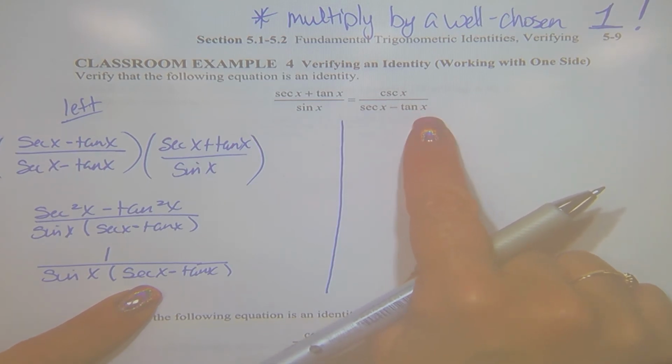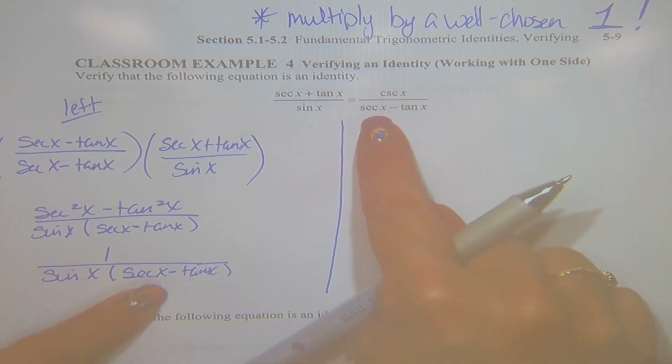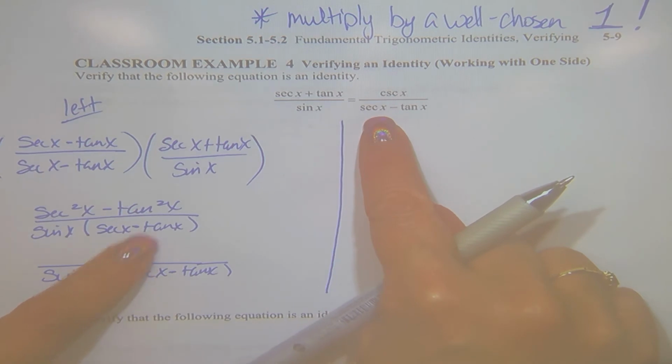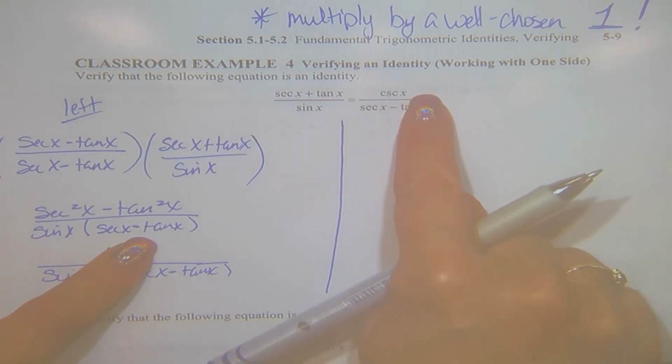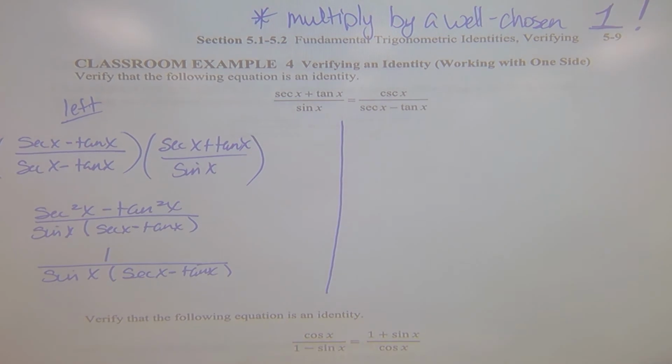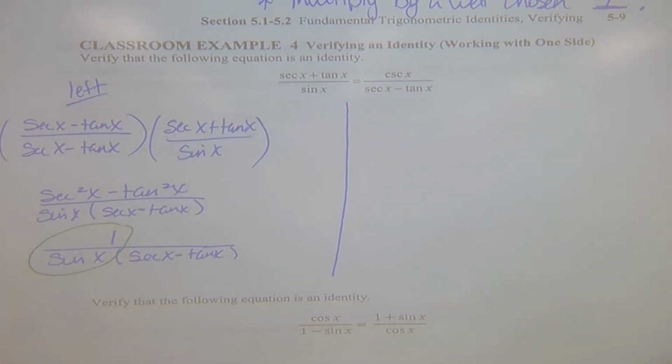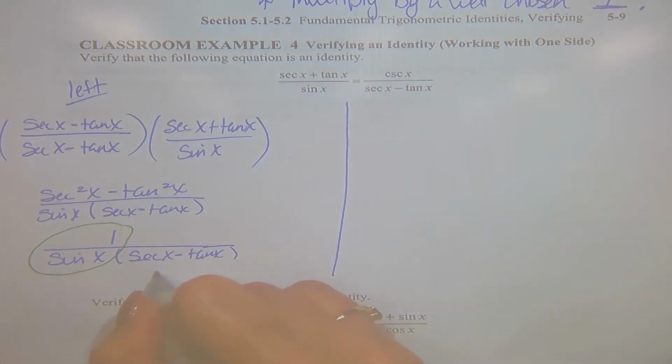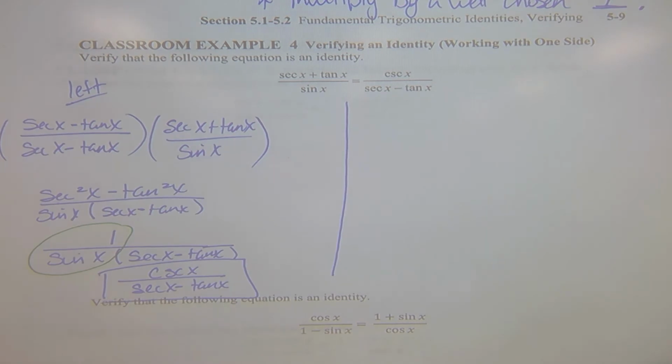Keep looking at the goal. My goal is to get this denominator, secant x minus tangent x. That's it right there. Now I need cosecant x in my numerator. The way that happens is because that's the reciprocal of sine. So when I do that reciprocal function, that gives me cosecant x with a denominator of secant x minus tangent x, and I have verified.